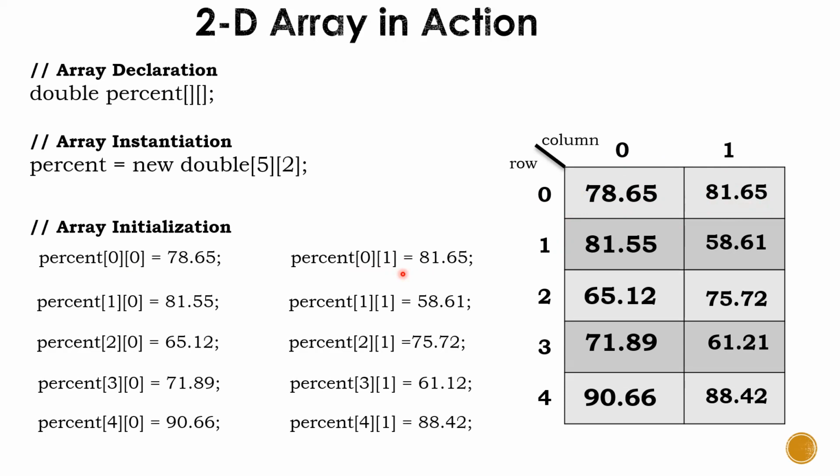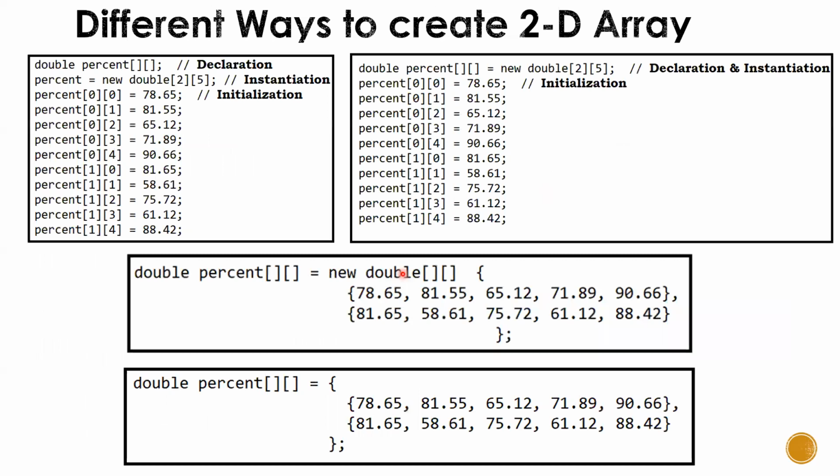To achieve this kind of structure, we have 4 different options. These are the 4 different options to create a two-dimensional array. This structure and the structure which we discussed previously are not the same. Here we are creating an array of 2 rows and 5 columns. In the first option, we are declaring the array, the instantiation is happening here, and then the initialization. In the second option, the declaration and instantiation are happening on the same line, and the initialization we are doing separately.